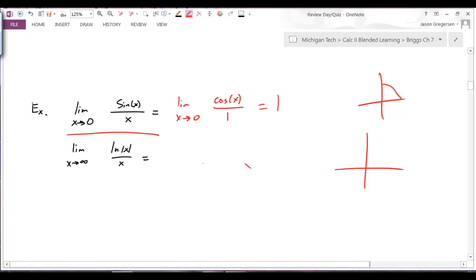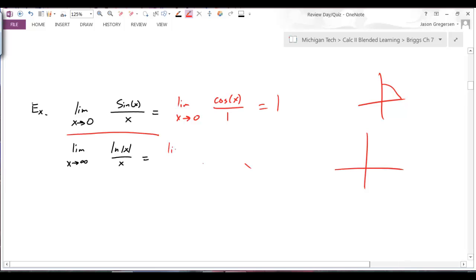All right, the next one. The limit as x goes to infinity of natural log of x over x. Well, as x goes to infinity, the natural log goes to infinity. So it wants to make this fraction bigger. But as x goes to infinity, the denominator goes to infinity, which wants to make this fraction smaller. So I'm in the infinity over infinity case here. That's the form I have. So it matches that form, so I can use L'Hopital's rule.